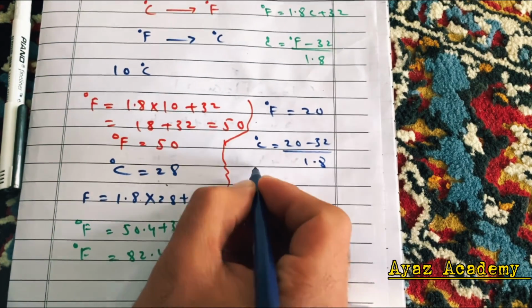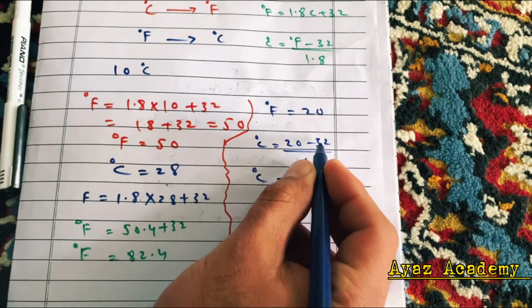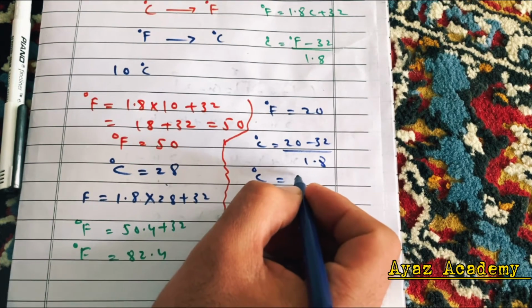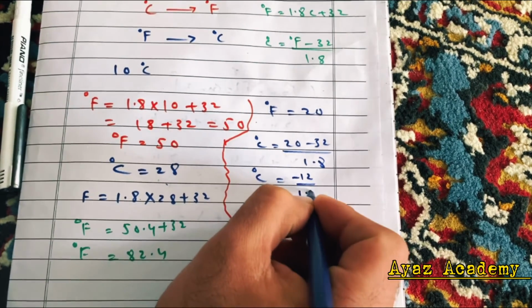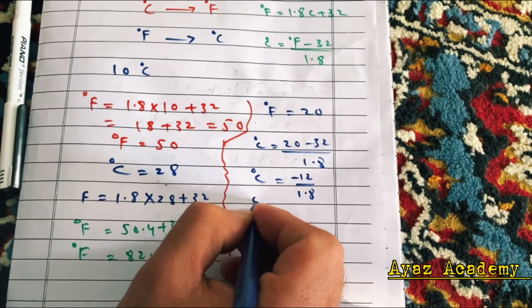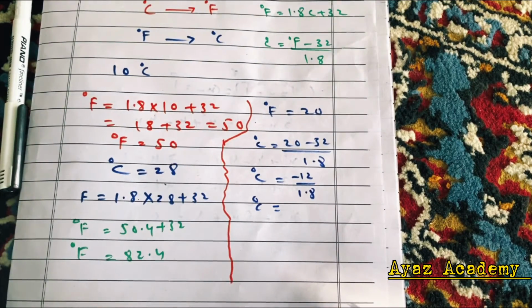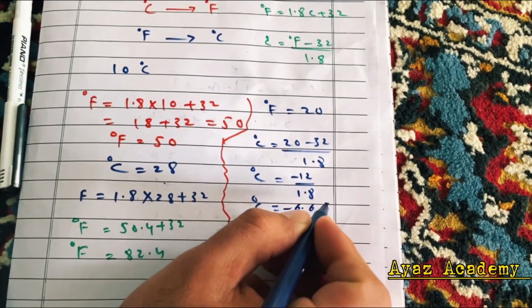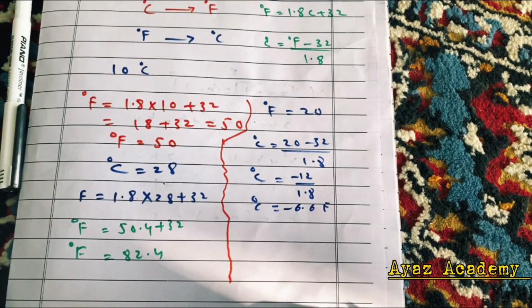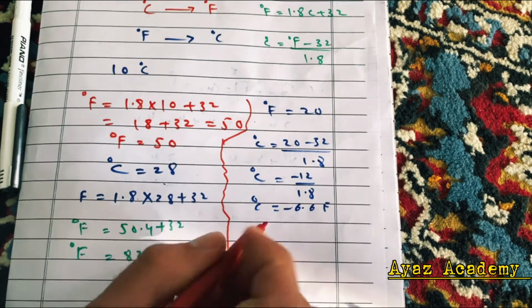So the answer is 20 minus 32 is equal to minus 12, divided by 1.8. So the answer is minus 6.6 degree Celsius.